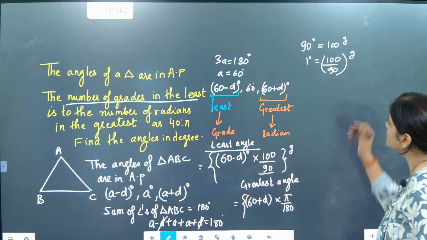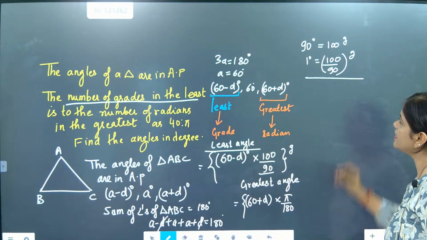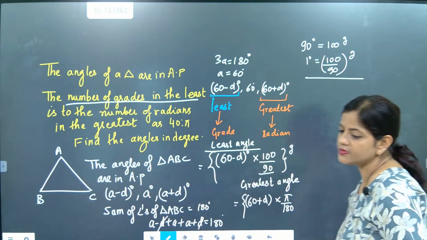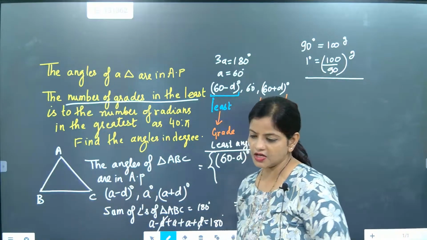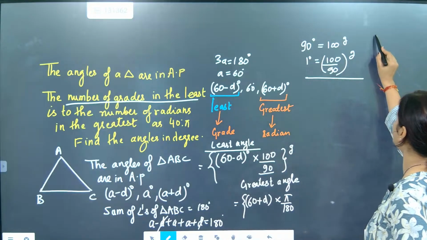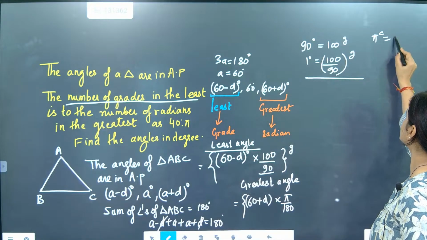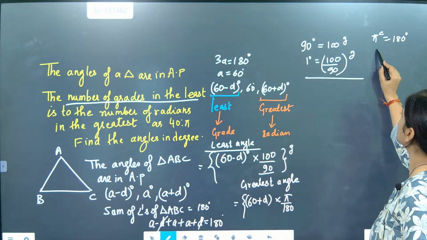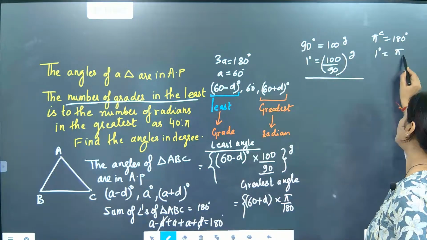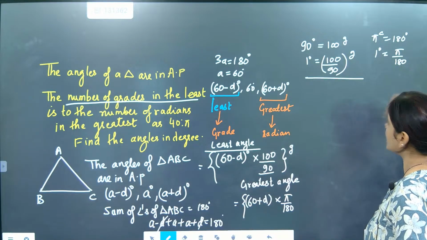So it is exactly coming as 100 degrees. One degree will be exactly coming as 100 by 90 grades. How much will it come? 100 by 90, because pi radian is equal to 180 degrees. We need to convert 1 degree, so it will come 1 by 180. It is coming as 1 by 180.